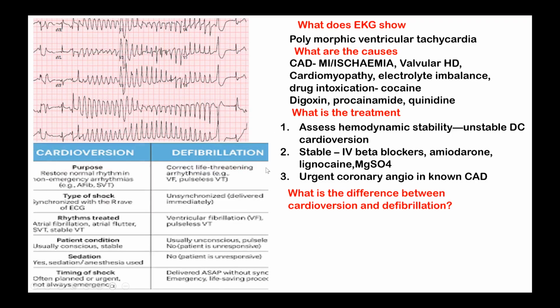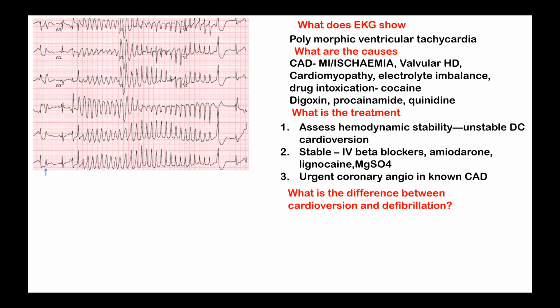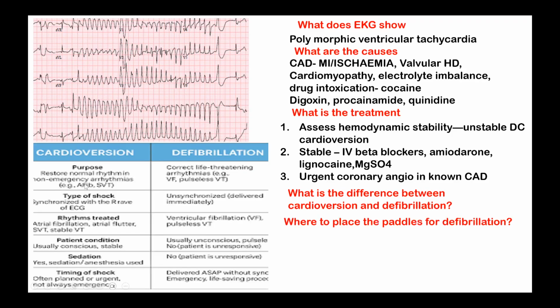Cardioversion is in coordination with the R wave, very good. So the current has to be passed during the R wave. Whereas in defibrillation, there is no pattern. So there is no R wave or anything. So you can give it at any time. So any other difference? Right, so these are all the differences.